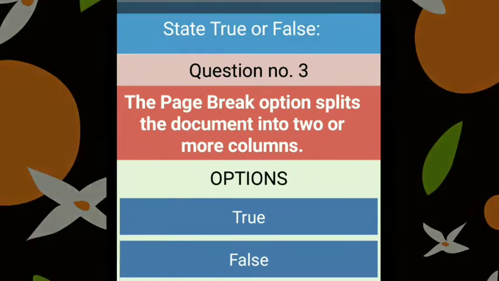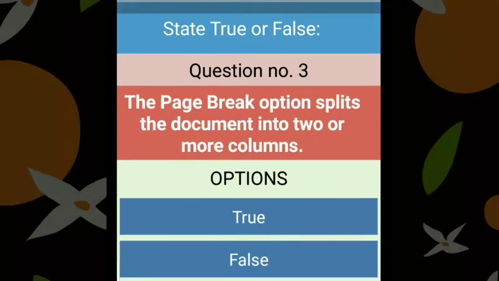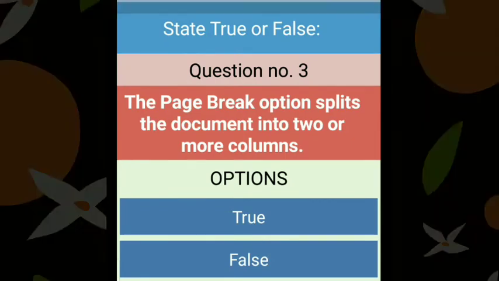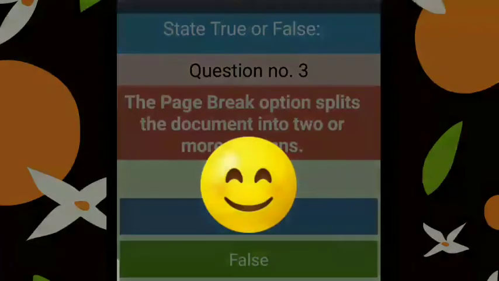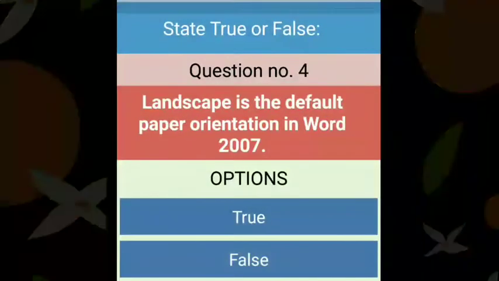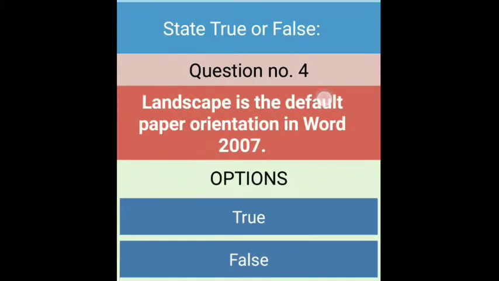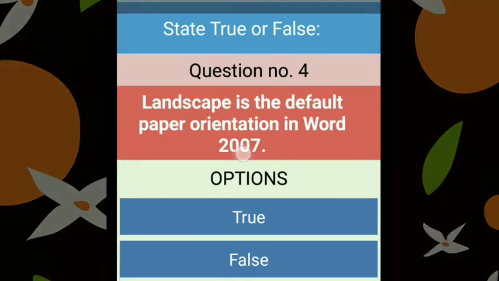Question number 3 is the page break option splits the document into 2 or more columns. Page break option को use करके हम columns में divide करते हैं? No. For dividing into columns we have to use column break option. So this is false. Right answer. Question number 4 is landscape is the default paper orientation in Word 2007.